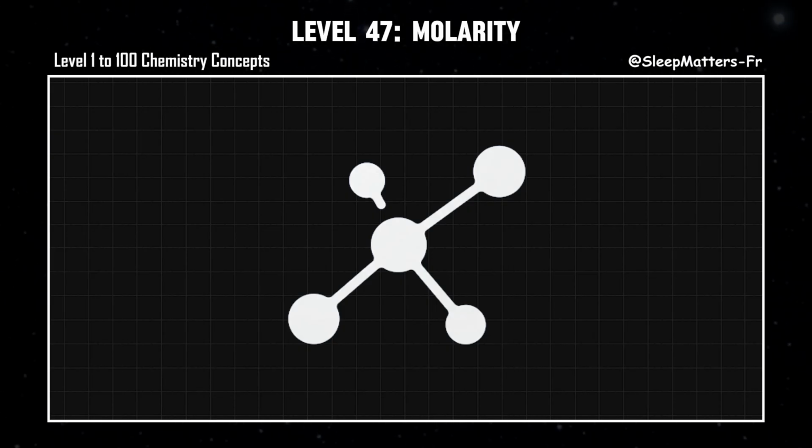It is a precise and trusted method. Molarity helps build accuracy in science. But beyond science, molarity reminds us that strength is not just about how much you have. It is about how well it is placed.